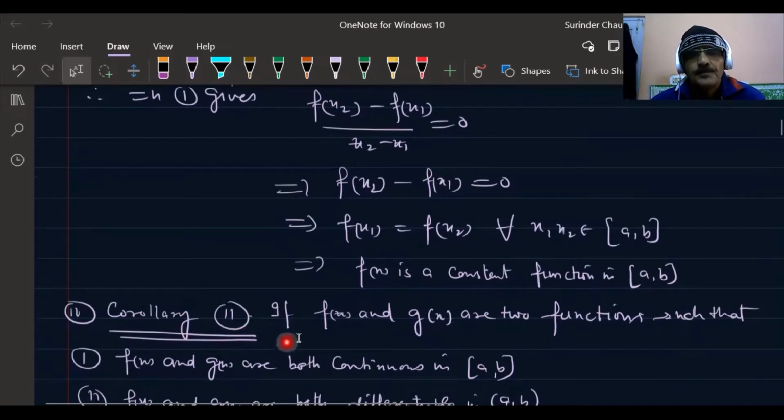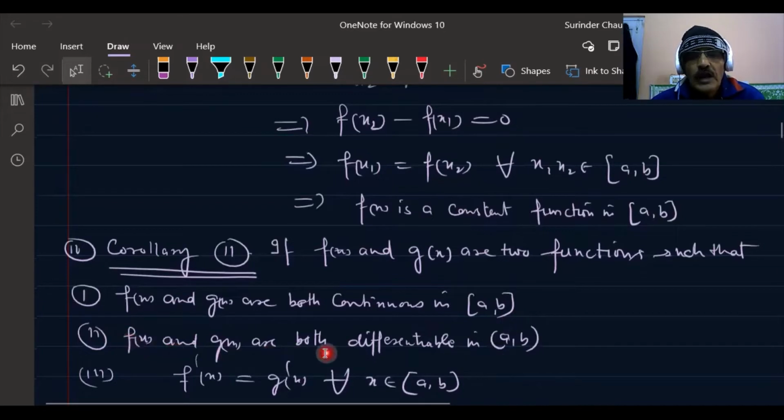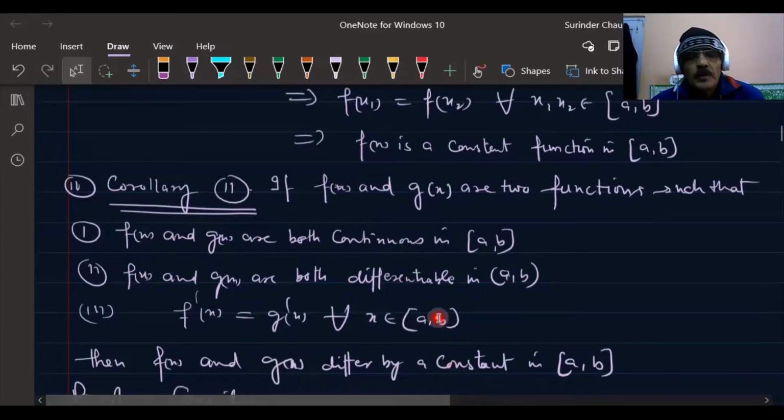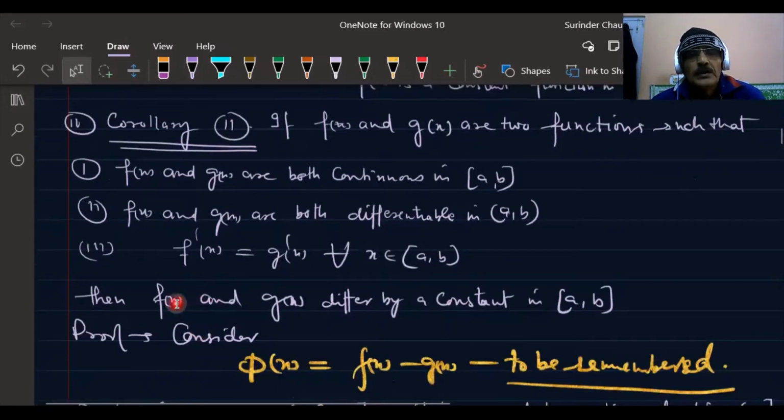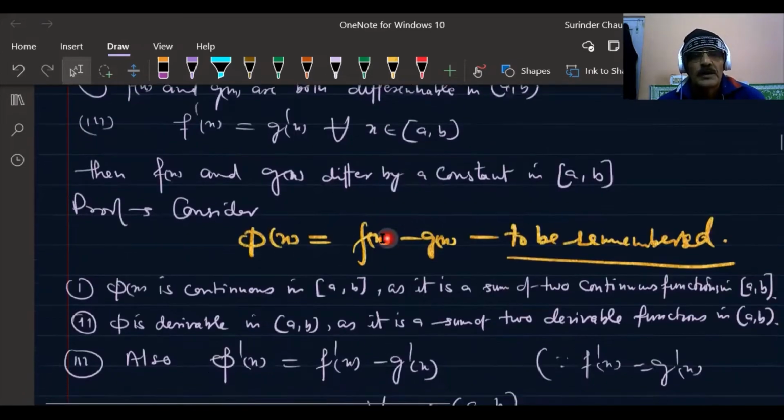The second corollary: if f(x) and g(x) are two functions such that both functions are continuous in the closed interval [a, b], both functions are differentiable in the open interval (a, b), and their derivatives are equal for all x belonging to the open interval (a, b), then our aim is to show that both functions differ by a constant only in the closed interval. So we consider the function phi(x), the difference of these functions, phi(x) = f(x) - g(x).